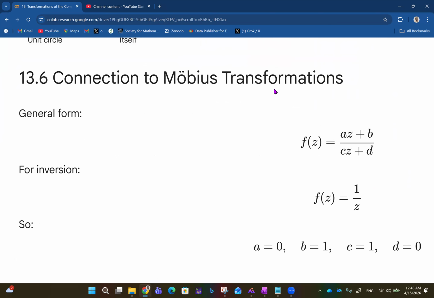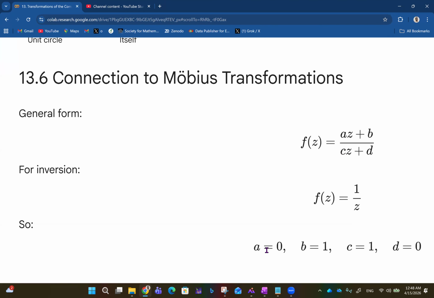So for the Möbius transformations, we are going to be dealing with this kind of rational function, of course, dealing with complex functions. Now, f of z is (az + b) over (cz + d). This is the general form of Möbius transformations. For inversion, we say f of z is 1 over z.